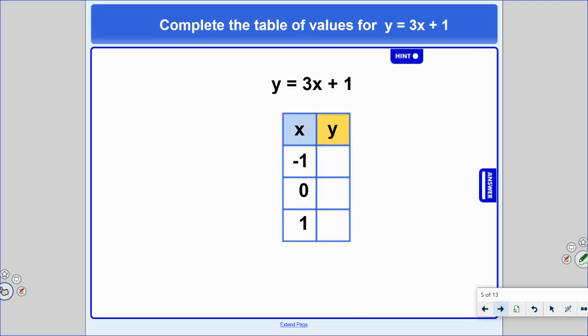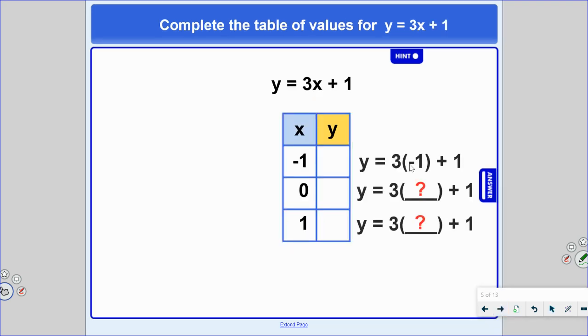Let's go ahead and do the same thing here. I'm going to start with 0. I always like to start with 0. 3 times 0 is 0. 0 plus 1 is 1. So when x is 0, y must be 1. That would make a true statement.